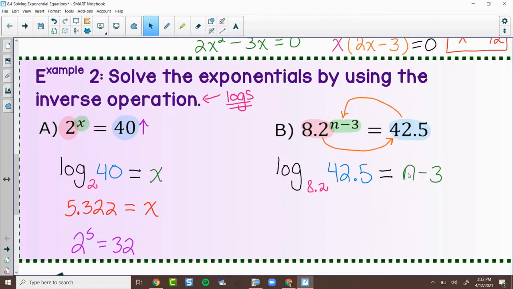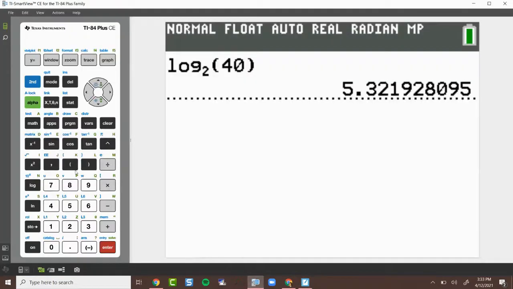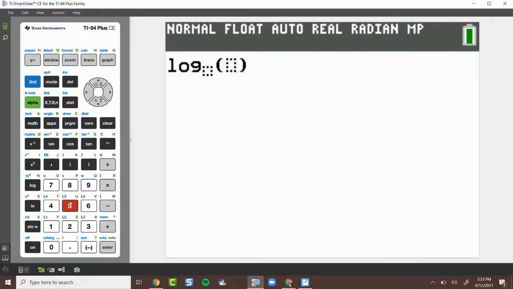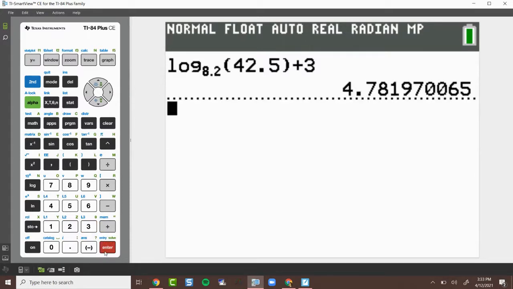Well, I have a number on that side, so all I'm going to do is simply add 3 on both sides to get me a number that looks almost like that. I'm going to leave it just like this, but if you'd like, you can always check it in your calculator. Alpha, y equals option 5, so I have a base of 8.2. 42.5 plus 3. So that's around 4.782.